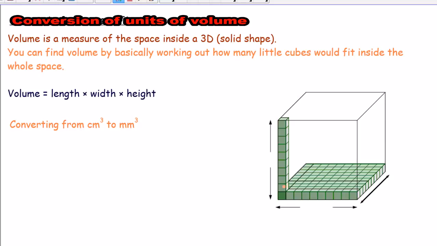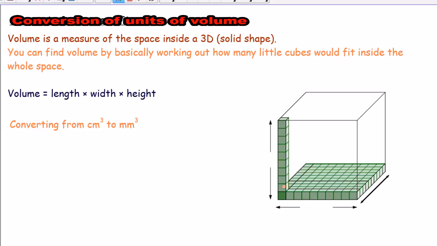Next, I'm going to look at conversion of volume units. Now, volume is a measure of space inside a 3D shape, which is a solid shape. You can find volume by working out how many little cubes will fit inside the whole space. Alternatively, you can multiply the length by the width by the height. Now, in this example, I'll explain how to convert from centimeters cubed to millimeters cubed.